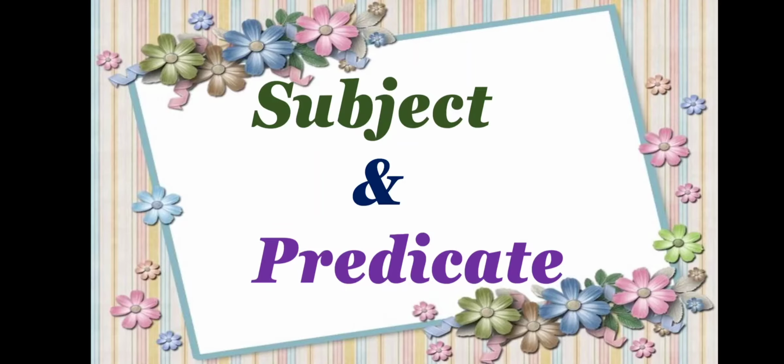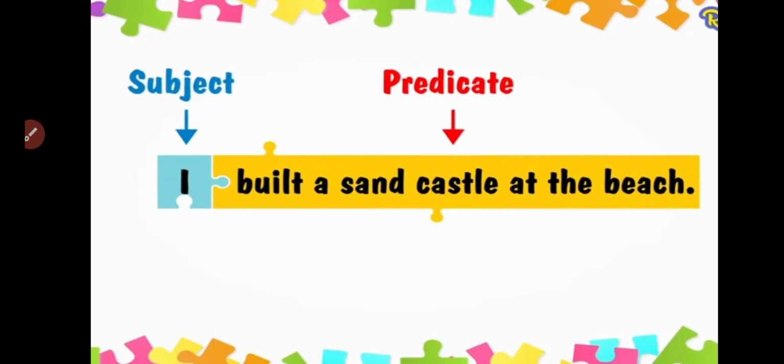Samantha eats ice cream for dessert. So here who is performing the action? It's Samantha. So it will be subject and we have the verb eats. So the rest of the sentence will be predicate. Next, Mike and George played in the mud. So here who is performing the action? Who played? Yes, Mike and George are the subject here and the rest of the sentence will be predicate. I built a sand castle at the beach. So here built is the verb and who is performing the action? I. So I will be the subject and the rest of the sentence will be predicate.